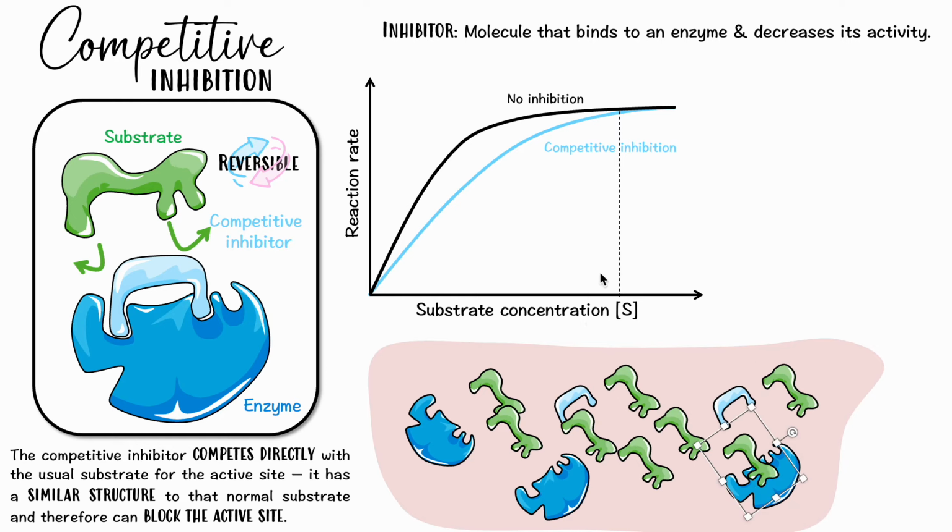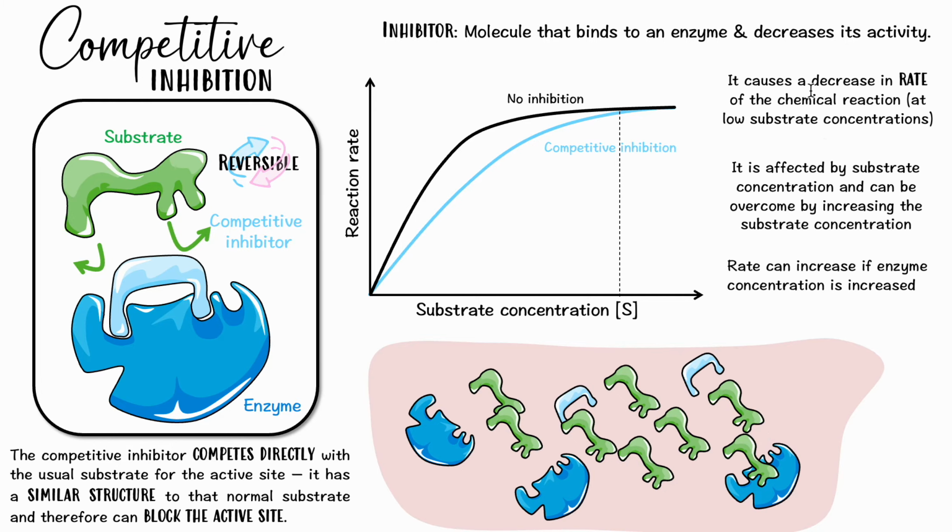So at very, very high substrate concentrations, this curve will eventually reach the same maximum reaction rate as the no inhibition curve did. Because as you increase the substrate concentration, they overwhelm these competitive inhibitors and almost make it seem as though they're not there. They're physically pushing them out of the way the whole time. It's almost like they're not there. Okay, so I hope that makes sense.